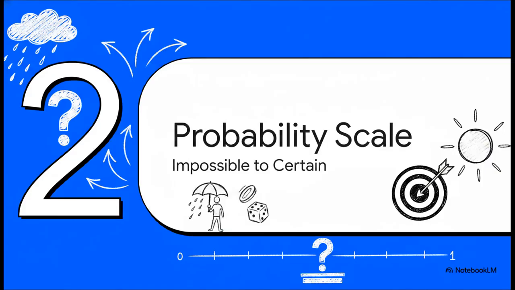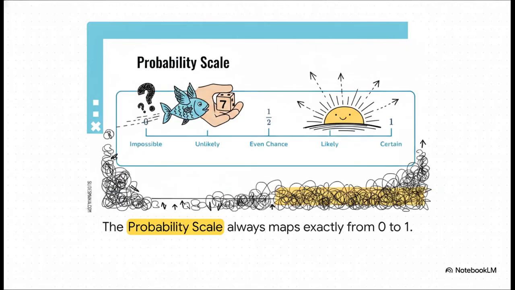Section 2. The probability scale. From impossible to certain. Okay, so how do we actually quantify this likelihood? Well, every single chance is anchored on a scale that's perfectly contained between 0 and 1. A probability of 0 means an event is mathematically impossible. Think like a fish naturally taking flight. No way. On the other end, a probability of 1 means absolute certainty, like the sun rising tomorrow morning. You literally cannot exist outside of these two extremes.